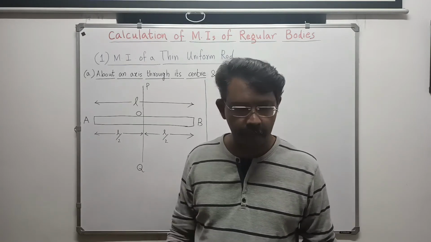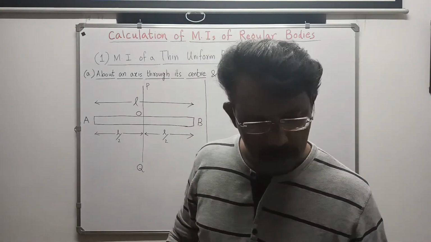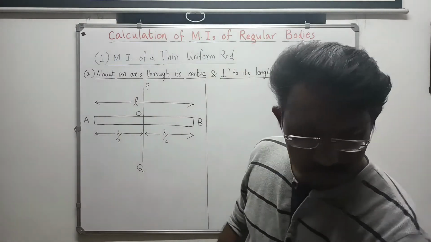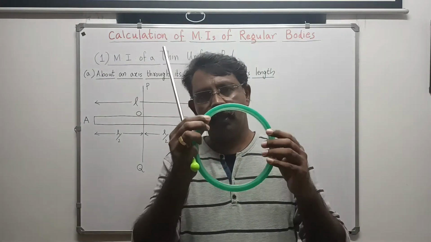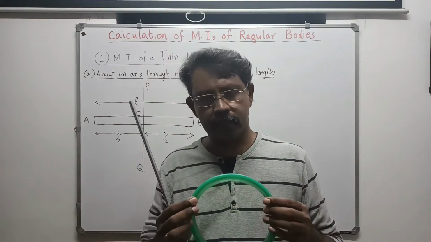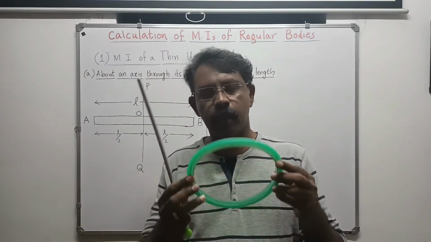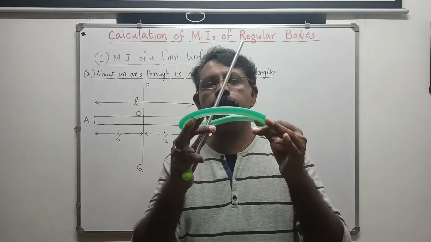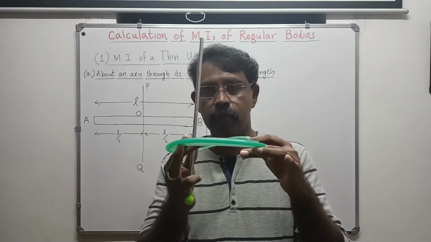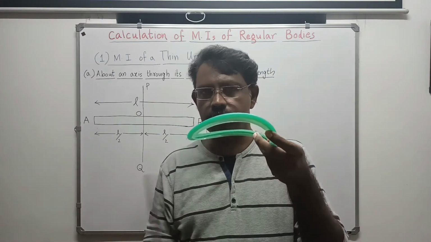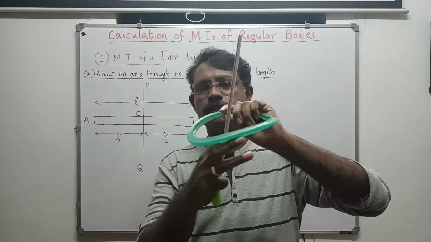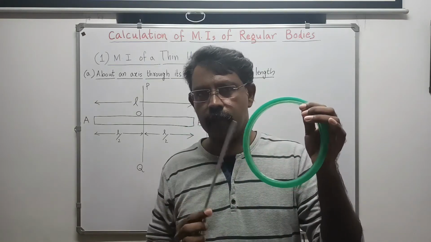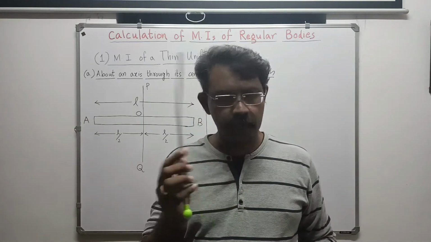Suppose we have some bodies, for example, a uniform rod, then a ring like this. For such bodies we will be given some axis. If I have a ring like this, I will be given an axis like this. So we will be required to find the moment of inertia of this ring about this axis. That means if the ring is rotating like this about this axis, what is the moment of inertia of this ring about this axis? So such problems may arise.